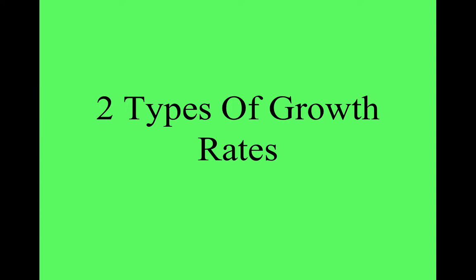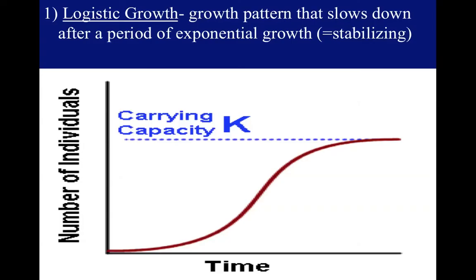Okay, so now we're getting into a little more technical stuff when we look at two different types of growth rates. The normal natural growth rate that we typically see in nature is called logistic growth, which is a growth pattern that slows down after a period of exponential growth, which is actually a stabilizing effect.